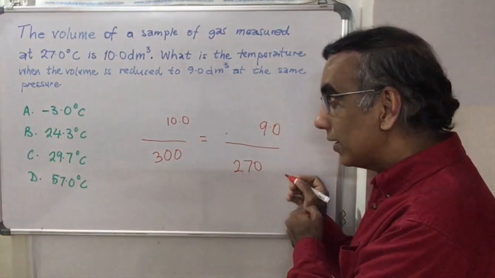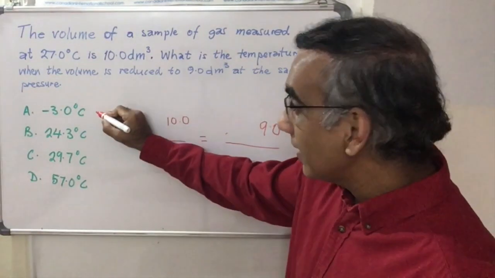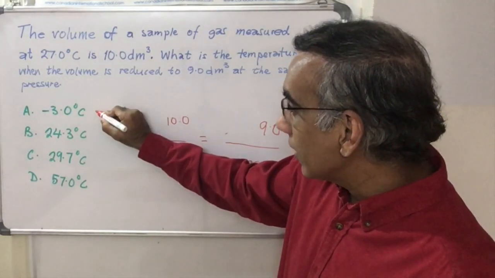270 Kelvin, of course, needs to be converted to Celsius, and that gives an answer of A, minus 3 degrees Celsius.